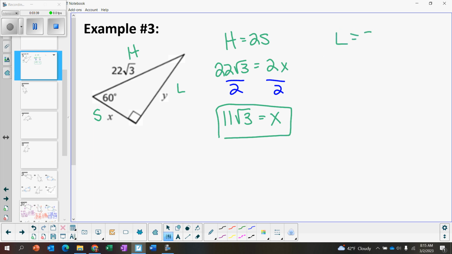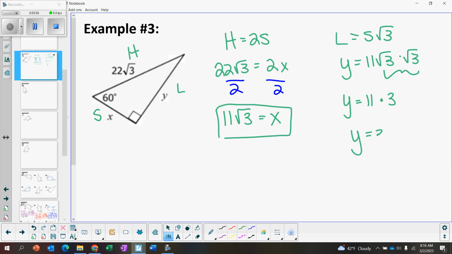And then we have our second formula. L equals S root 3. So Y equals, we just found X to be 11 root 3, times the root 3. And remember, when we have the square root times itself, it just cancels out and becomes the number. So Y is 33.